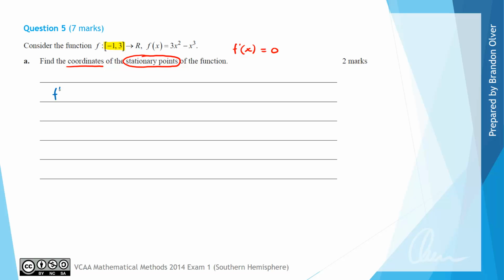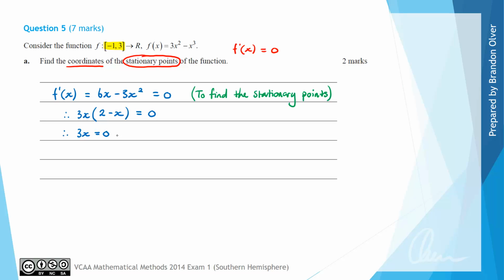So for the function f, its derivative f dashed of x is going to equal 6x minus 3x squared, and we want to set that equal to 0 to find the stationary points. As this is a quadratic equation that we're solving, we're going to factorise 3x out as a highest common factor, leaving behind 2 subtract x, and we know that still equals 0. Using the null factor law, 3x could equal 0, or 2 subtract x could equal 0. So our values for x are x equals 0, or x equals 2.